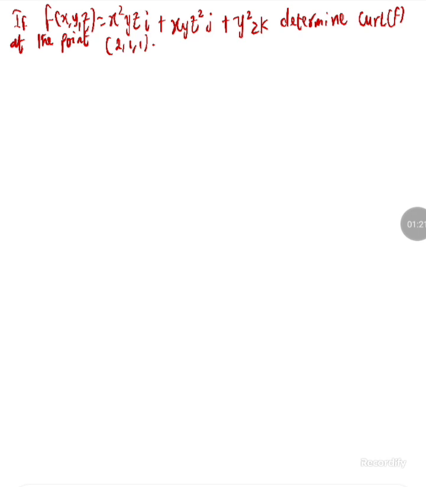Now this is what I'm going to write. I'm going to write down the equation, and here is the question. We have F of x, y, z, which is equal to x squared y z i, plus x y z squared j, then plus y squared z k.